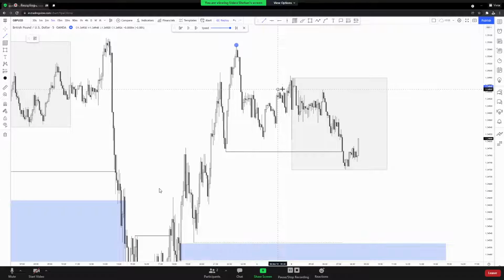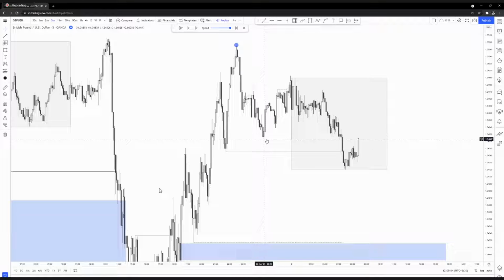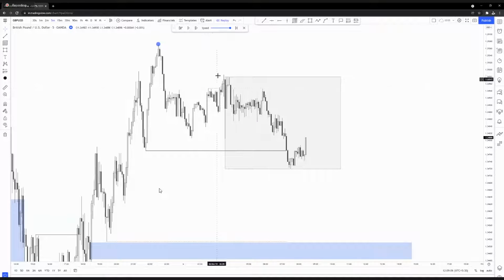It has taken out liquidity and broken structure, right? Major structure broken here and minor structure was broken here. So how do we know? Let's mark out that. How do we know this strong high has created a weak low? You have to get a breakout structure in the opposite direction, right?